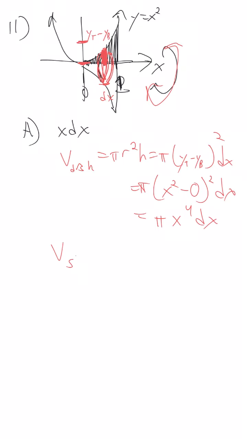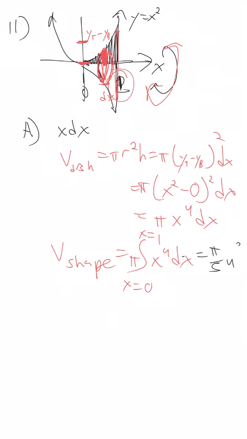Now for the volume of the shape, this should be easy. Definite integral from x equals 0 to x equals whatever this is, which was 1, of pi x to the 4th dx. So you run this and you get pi over 5 units cubed. Make sure you integrate properly. Don't differentiate, integrate.